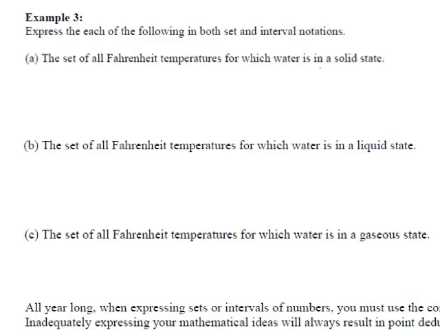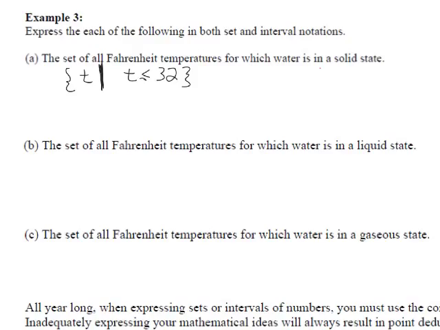Okay, we need to express in both set and interval notation. So right away, I'm going to talk about set notation. And in this case, we're talking about temperatures, so let's just call our variable T. And we want the temperatures for which water is solid. And for those who don't know, scientifically, water is solid when the temperature is less than 32 degrees Fahrenheit. So we want all T's such that, and this vertical bar means such that, T is less than 32.